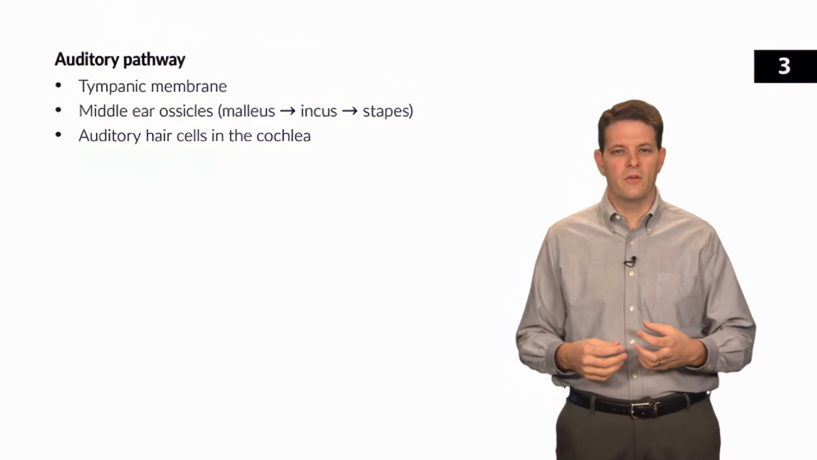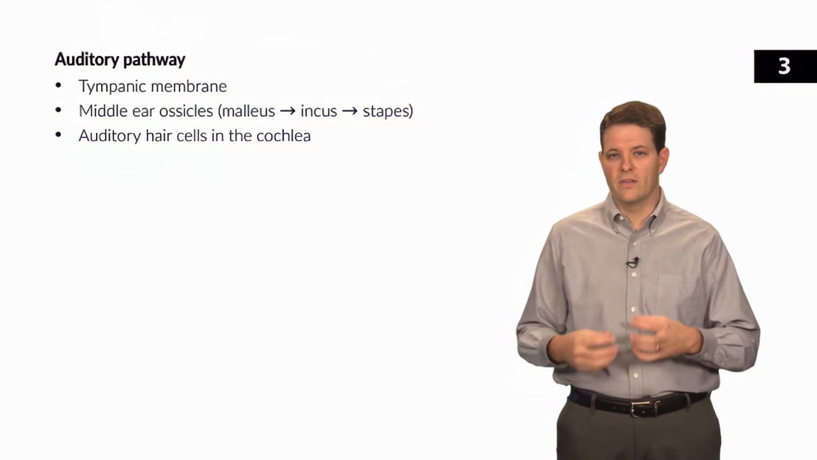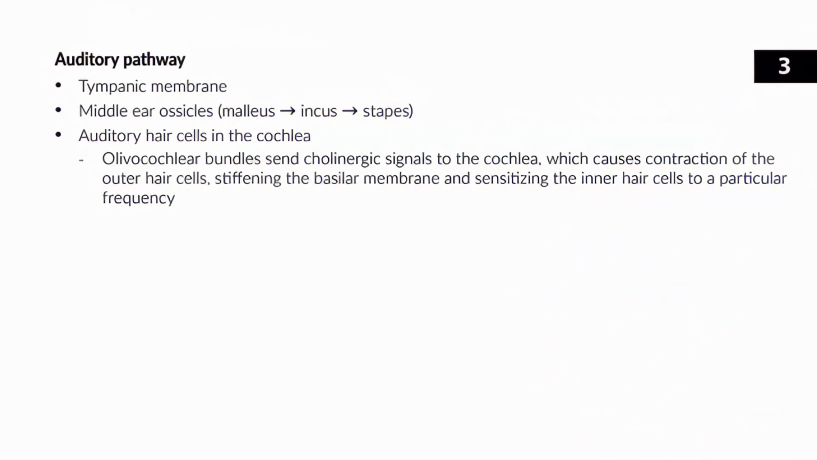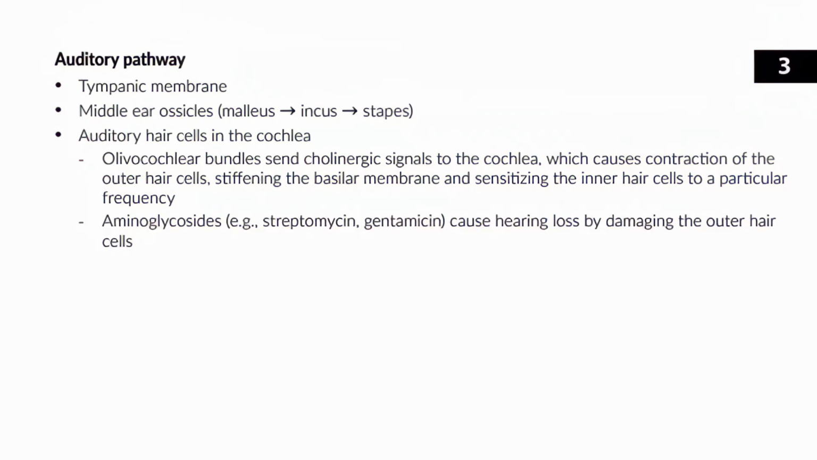There are efferent fibers from your brain that go to the outer hair cells of the cochlea to influence the sensitivity of those outer hair cells. These are the olivocochlear bundles, which run from the superior olive of the brainstem to the cochlea. These bundles send cholinergic signals to the cochlea, which result in contraction of the outer hair cells, and that results in stiffening of the basilar membrane inside the cochlea, which sensitizes the inner hair cells to a particular frequency. And the reason that aminoglycoside antibiotics like gentamicin cause hearing loss is that they can potentially damage those outer hair cells. Now let's get back to the auditory pathway.